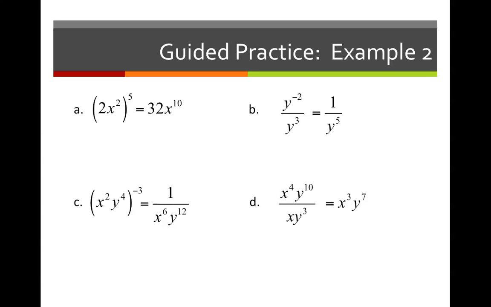And finally, our x to the 4th, y to the 10th over x y cubed. If we subtract the exponents on the x base, we get x cubed. If we subtract the exponents on the y base, we get y to the 7th. And so our final answer is x cubed y to the 7th.